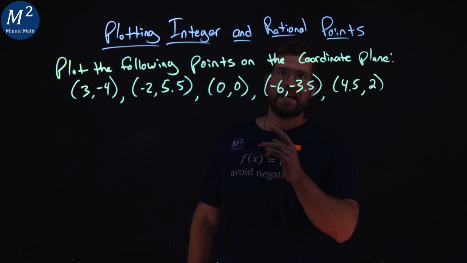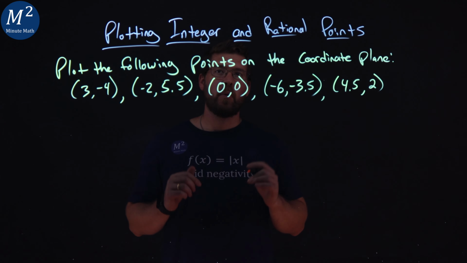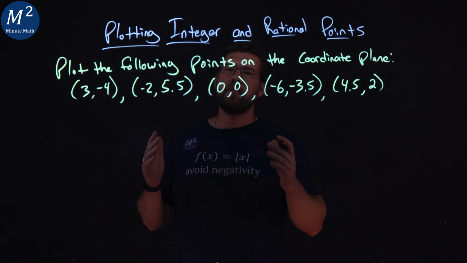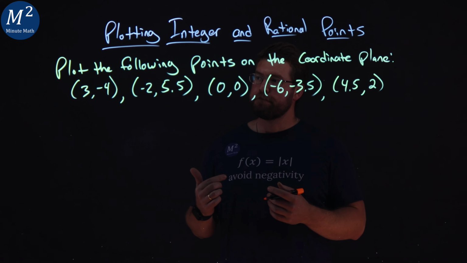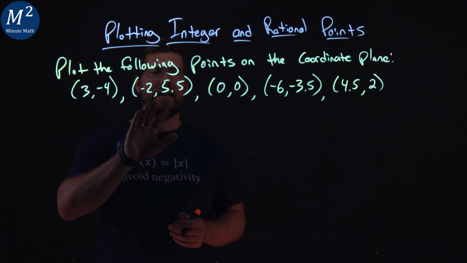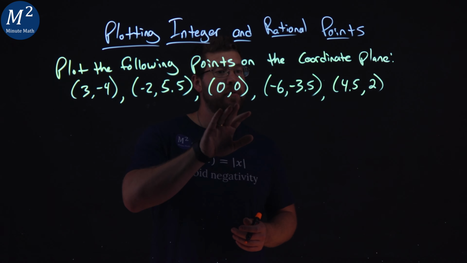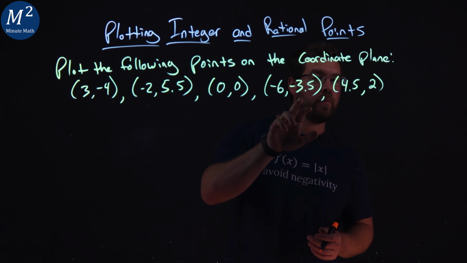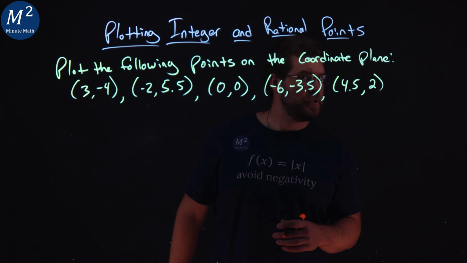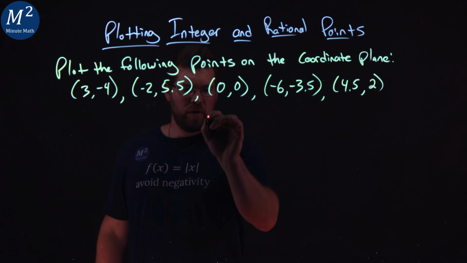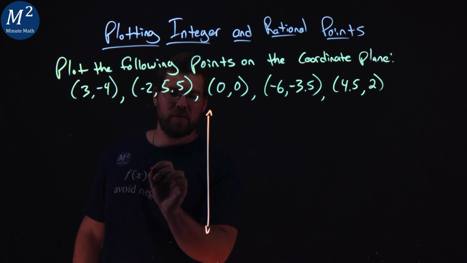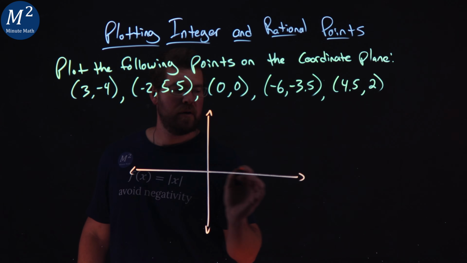Let's learn about plotting integers and rational points. Plot the following points on the coordinate plane. We have (3, -4), (-2, 5.5), (0, 0), (-6, -3.5), and (4.5, 2). So let's get a coordinate plane right here for us to plot our points.